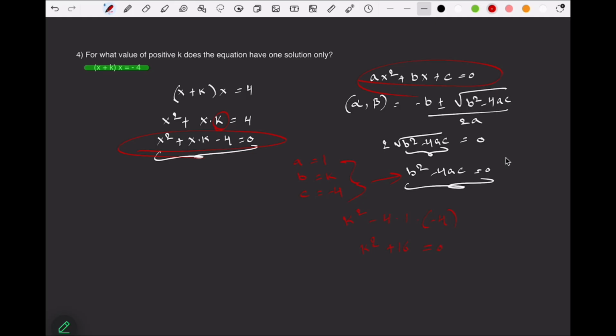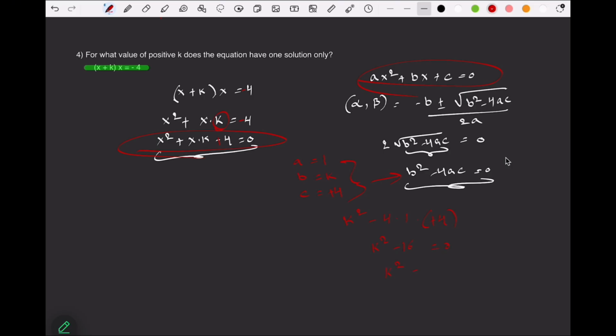Sorry guys, there is a mistake in the expression. In this expression, it is negative 4. Here also it is negative, so it will become positive. So c value is plus 4 and here I have to substitute plus 4. So the final equation will become k square minus 16 is equal to 0.